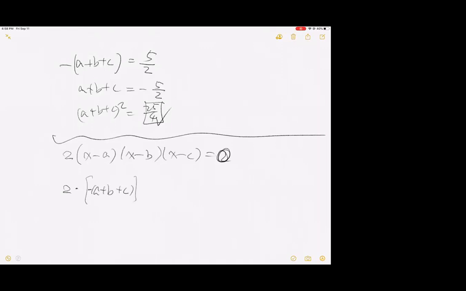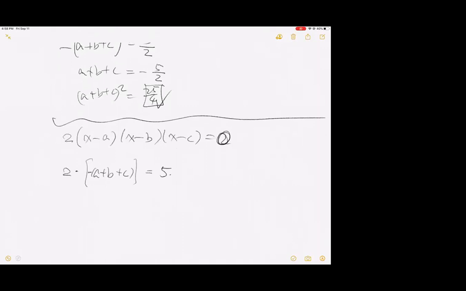Equals 5. Okay. And then the rest is the same, right? So you can calculate a plus b plus c, and you square it. Very good.